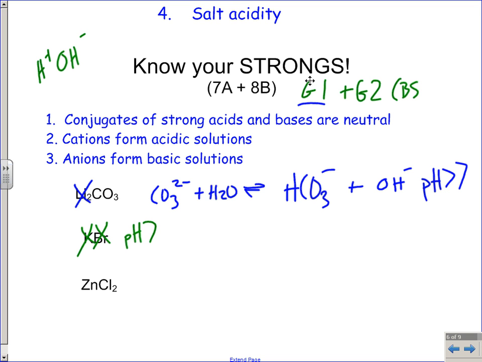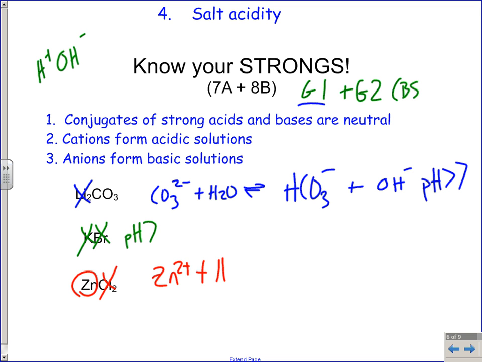Finally, the last one, zinc chloride, another ionic salt. Okay, the cation, that's zinc hydroxide. Well, zinc hydroxide is not one of our strongs, so that is going to be an active ion. Now we need to check our chloride. And chloride here, HCl, yes, that is one of our strong acids, so that's going to be negligible. And in this particular case, that means we have Zn2 plus as our active ion.